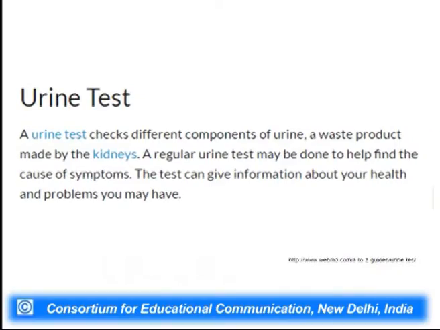Now, all of us know that urine is a waste product made in the kidney. Urine analysis takes place by taking the urine from the patient or the person whose test is being done. A routine urine analysis gives a doctor an idea whether the person is suffering from urinary tract infections or kidney or liver infections or not.